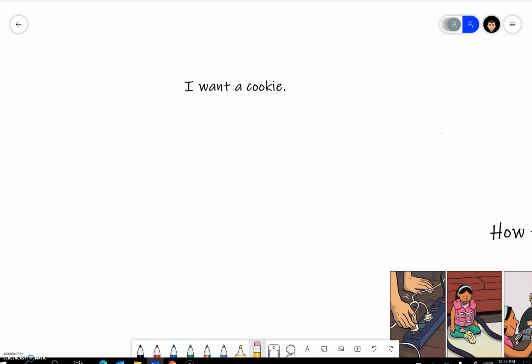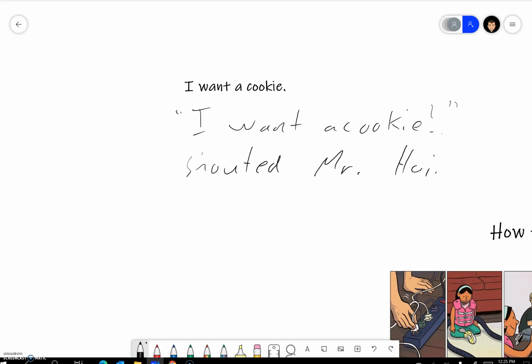now we can also add different words than said to really describe how someone's saying it. Okay, so let's do it again. I want a cookie. Okay, now say that I'm really excited about this cookie. Okay, I really, really want it. So instead of saying said, I might add a word like shouted. So "I want a cookie," shouted Mr. Haynes. Okay, and don't forget the period at the end of the sentence as well. Now it reads, "I want a cookie," shouted Mr. Haynes. And that's a lot more interesting, okay?